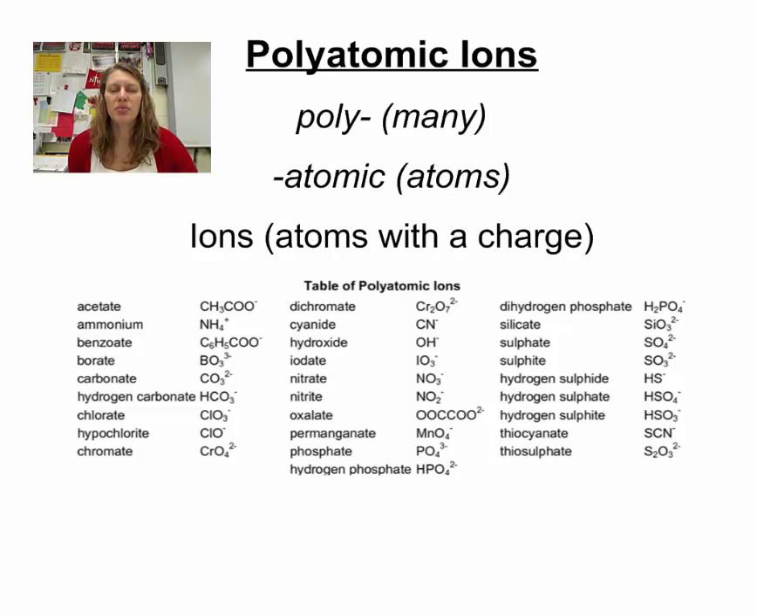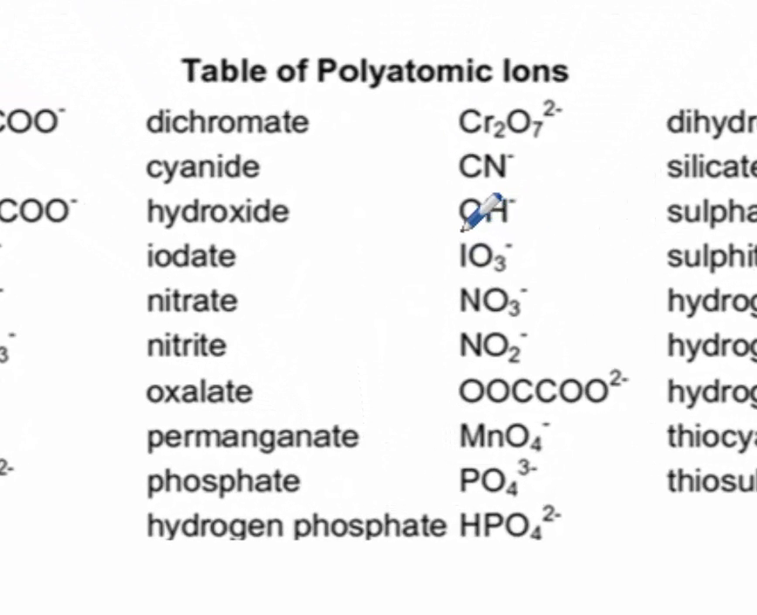With type 1 and type 2, we also have polyatomic ions. And just to break the word down, poly means many, atomic is going to be atoms, and then ions are atoms with a charge. And here you see a table that has a list of common polyatomic ions. As you look at this list, you can see, for example, with hydroxide, that we have an oxygen and a hydrogen that are together to make this one ion that has a -1 charge. So we have many atoms together to make the one ion.